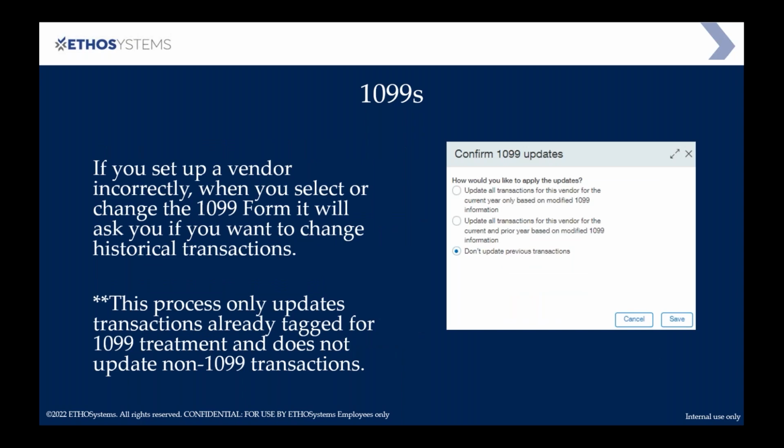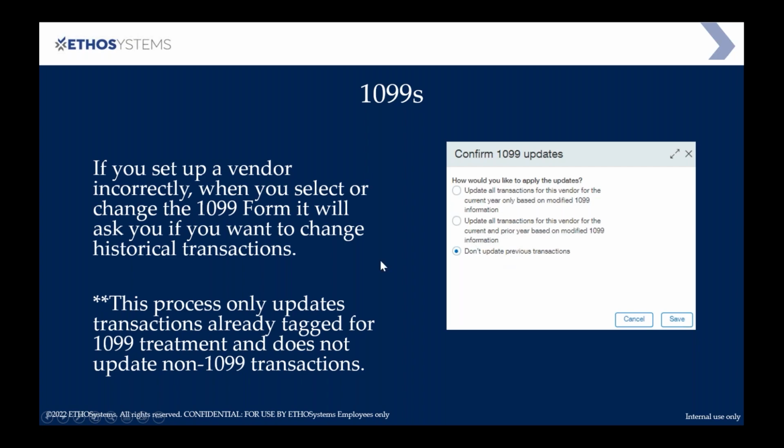If you set up a vendor incorrectly when you first get started, you can go in and it will ask you, how do you want to apply the updates? What this does is that it will go through your transactions, and you have 3 choices. So if you change the form, for example, or you change the box, it'll say, how do you want to update this? And you say, update all transactions for this vendor for the current year, and prior year, or do not update the previous transactions.